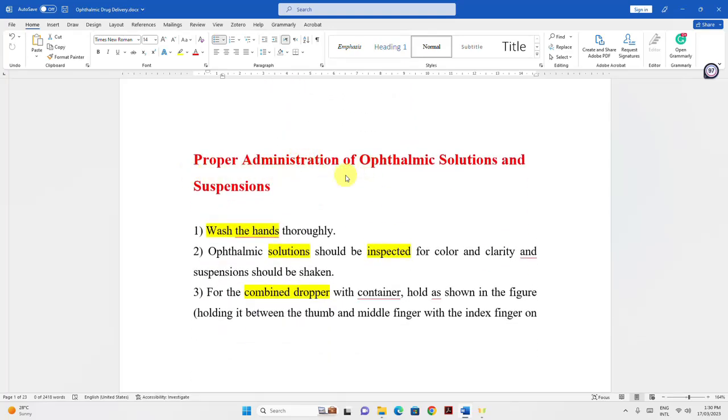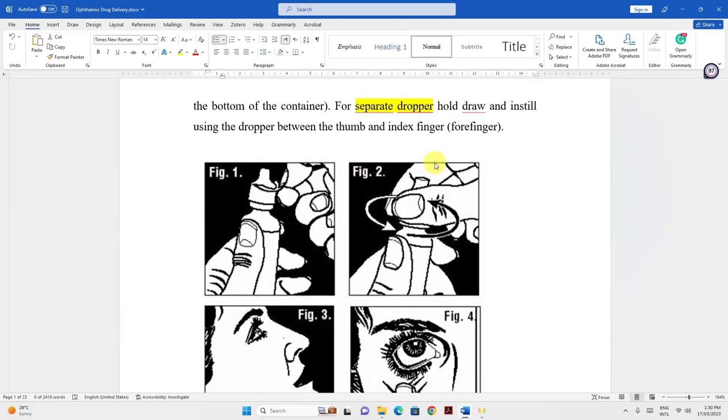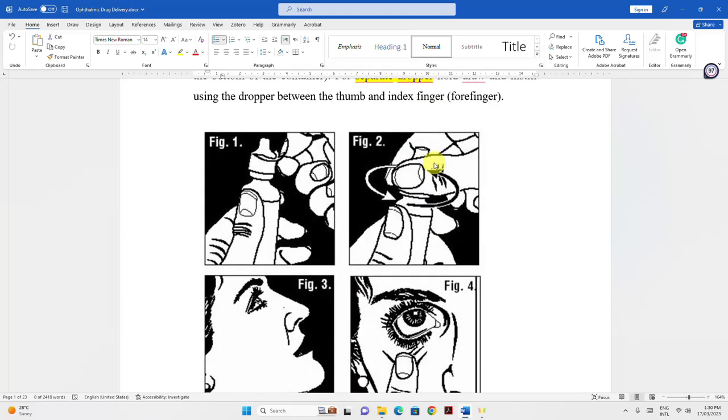So how do we administer ophthalmic solutions and suspension? First, you need, of course, to wash your hands thoroughly. And when you wash it, you don't wash it with soap that is oily or something like that. No, normal soap.